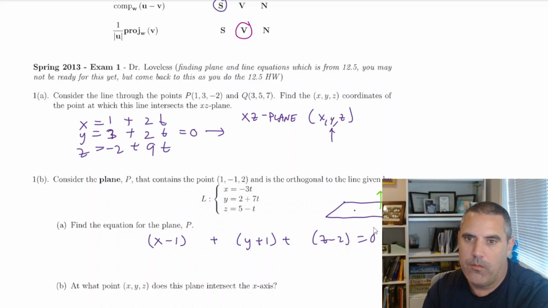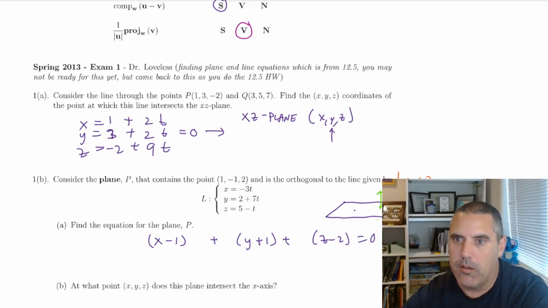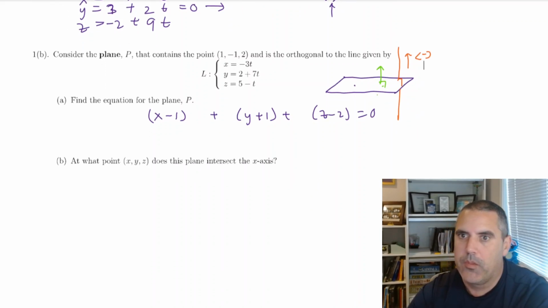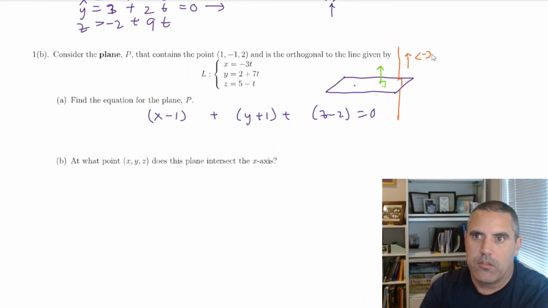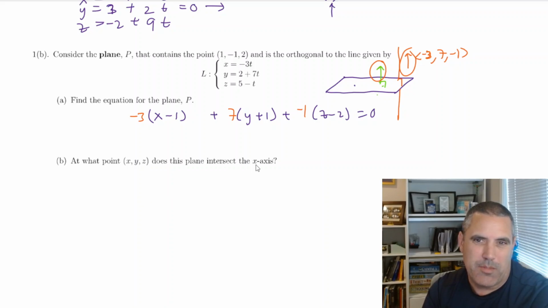I need a normal. So I'm really hoping that they tell me something about something that's perpendicular to my plane. What did they give me? They gave me a line that's perpendicular to my plane. What do I know about the line? It has a vector that points the same way. And I realize now you can't see what I'm doing. There we go. So they gave me this vector, -3, 7, -1. That vector points the same way as my desired normal vector, so I can use it as a normal vector. Lovely. Done.